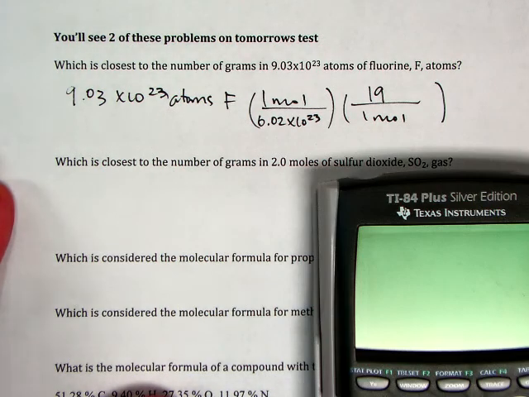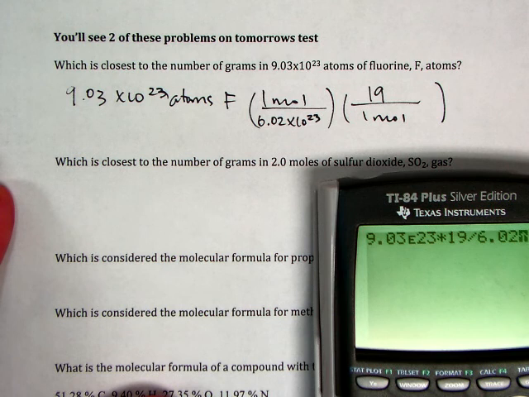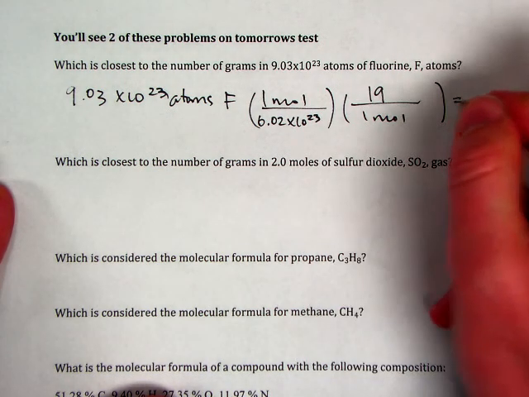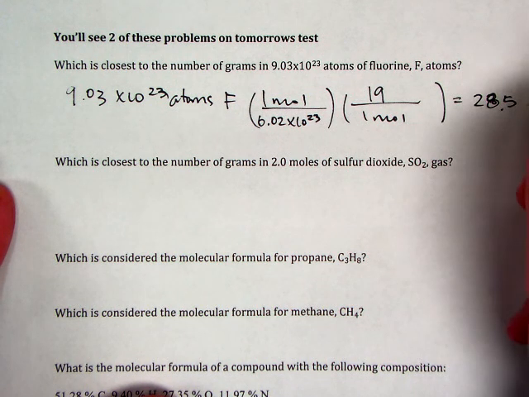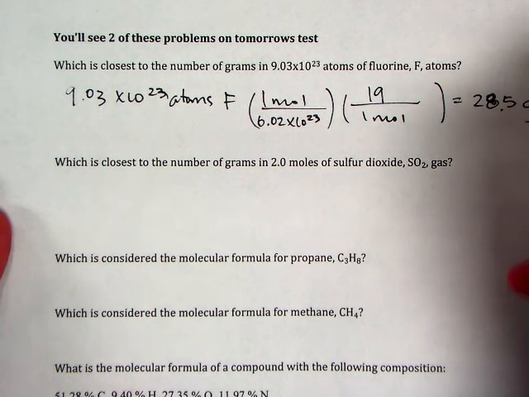And in your calculator, you would do 9.03 times 10 to the 23rd times 19 divided by 6.02 times 10 to the 23rd. And I get 28.5 for your answer. And since it's grams, you should label it with a G, grams of fluorine.